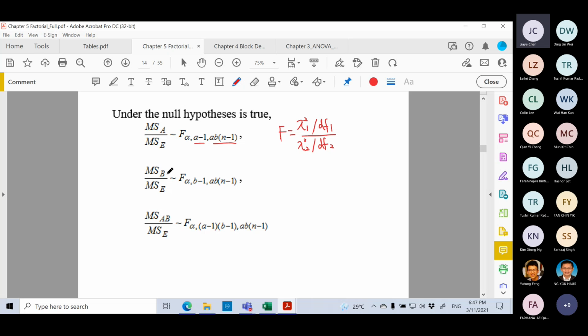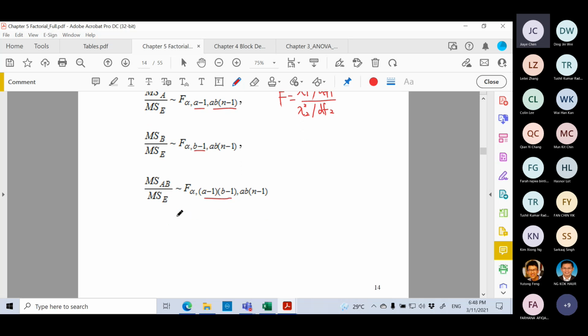Similarly for the MSB and the MSAB, it is the same thing, where you have B minus 1 here, A minus 1 times B minus 1 there, and the last one is the degree of freedom for the error. So this is how you form your analysis of variance. Once we have the F statistic, of course we can test whether there is a significant difference for factor A, factor B, and the factor AB as well.